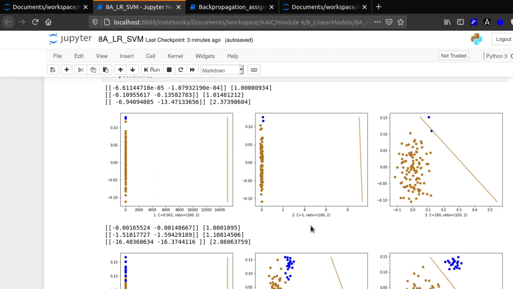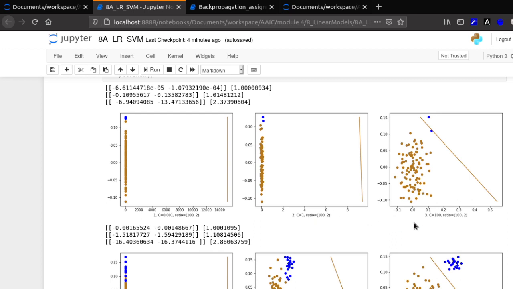Now moving to the next figure, we have increased the value of C from 10 to the power minus 3 to 10 to the power 0. What is the impact on the same data set? The hyperplane has come near to 9. That's a huge difference. It's getting better as we increase the value of C.